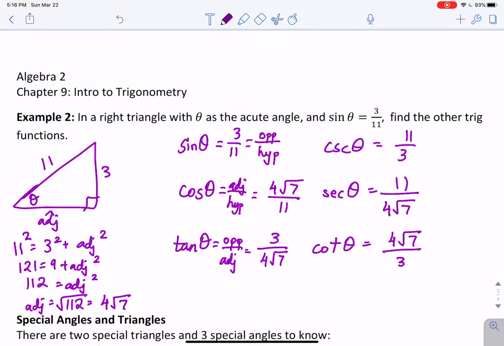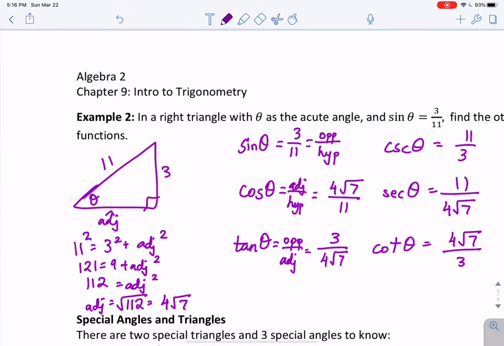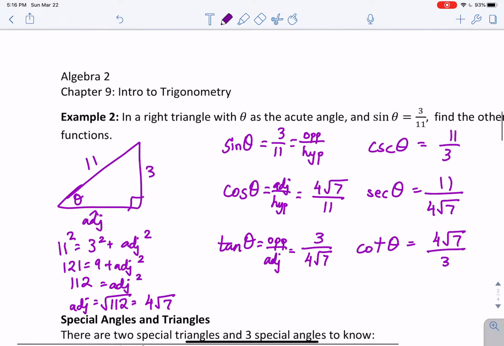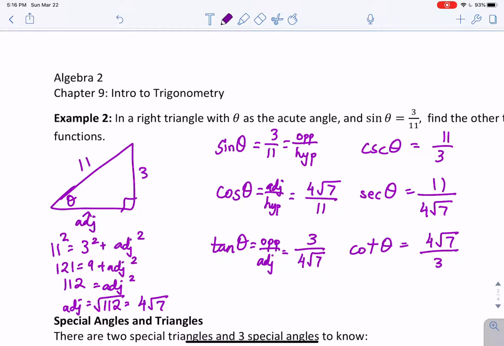So that's the end of this first video. This is just the introduction to looking at the 6 trig ratios and using them in right triangles, either from a triangle given to you or from a triangle that you make yourself. Hopefully this was useful to start off with thinking about right triangle trigonometry, and helped you remember stuff from last year as well, where you started looking at this.